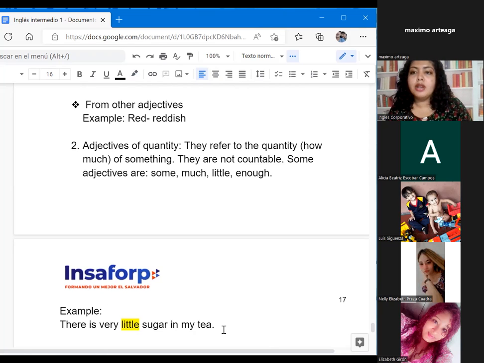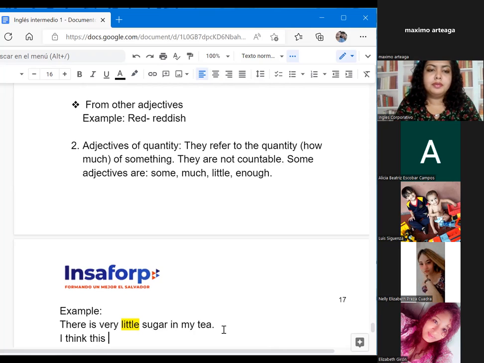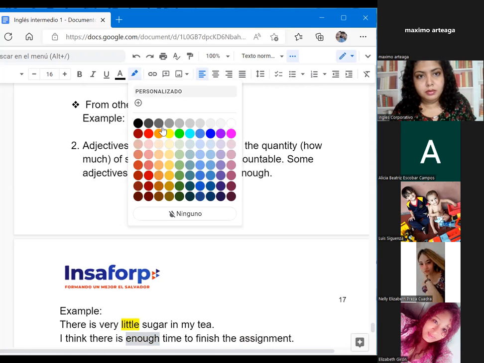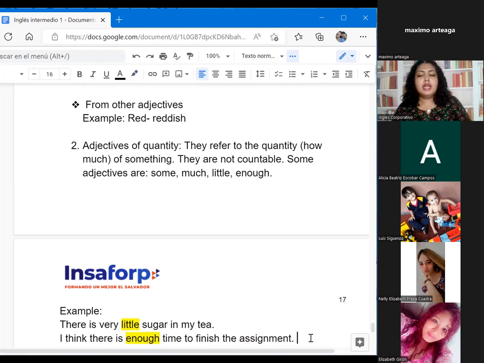And we are going to create another sentence. For example, I think there is enough time to finish the assignment. And in this case, we have the adjective enough. And we can say, creo que hay suficiente tiempo para terminar la tarea, por ejemplo. I think there is enough time, suficiente tiempo.